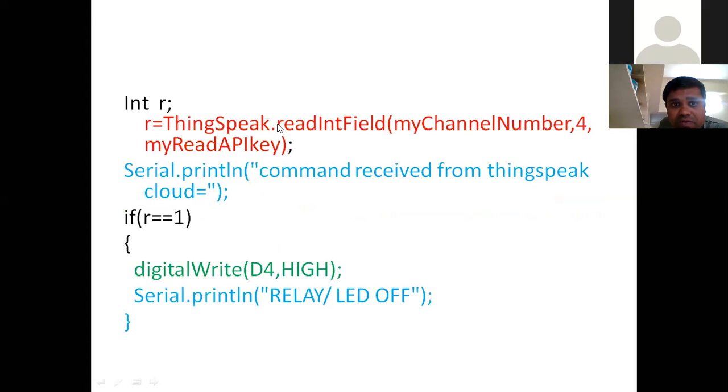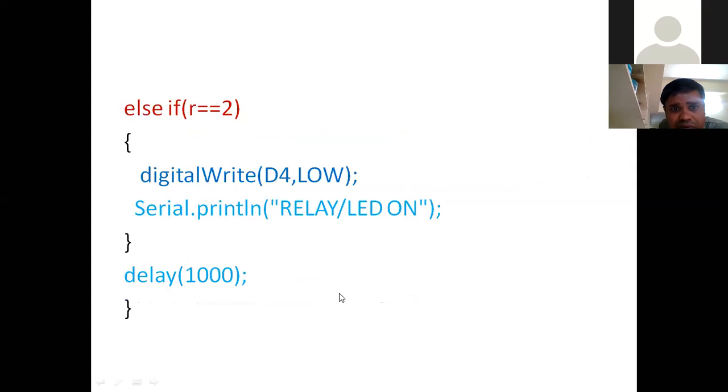That is done by ThingSpeak.readIntegerField, my channel number, field 4 data, my read API key. Next one is Serial.println, command received from the ThingSpeak. If r equals 1, it means I want to turn off the LED. If r equals 2, it means we are sending 2, I want to turn the LED on.